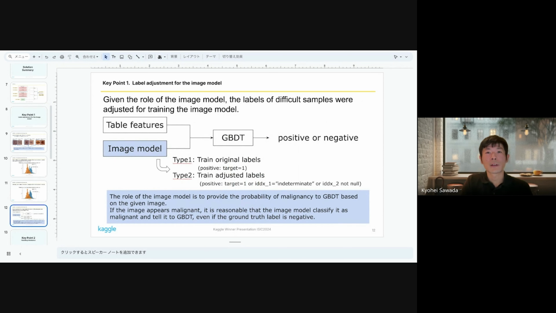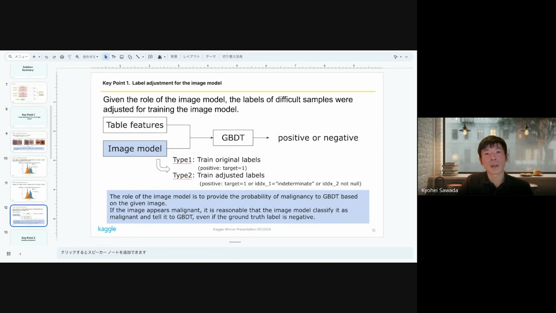So based on these findings from IDDX1 and IDDX2, I decided to adjust the labels for training the image model. The role of the image model is to make predictions purely based on the visual characteristics of the images, without being influenced by potentially misleading labels. So therefore, I believe it is necessary to adjust labels for samples that could confuse the model.